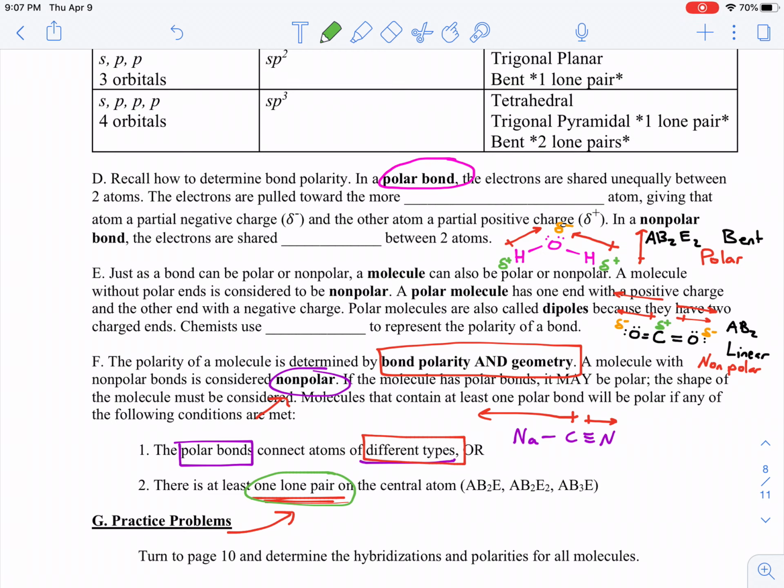If all bonds are nonpolar, you're nonpolar. And then if you have polar bonds, well, if they're all the same, your molecule is nonpolar, like we see here in carbon dioxide. But if they're different, then you have a polar molecule.